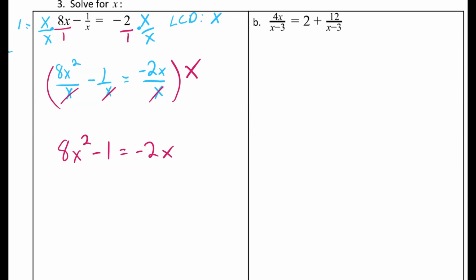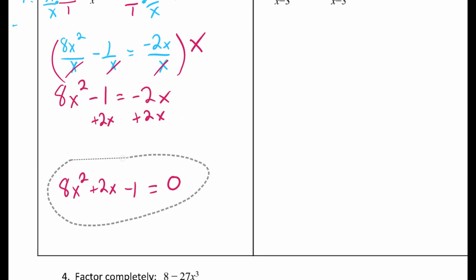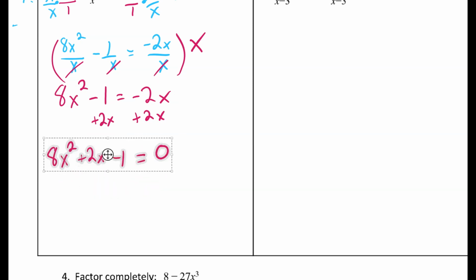Now I'm noticing that this is a quadratic equation because I see an x squared there. So I'm going to try to get it equal to 0 by adding 2x on both sides, so that I have 8x squared plus 2x minus 1 equals 0, and I'm going to solve this by factoring. If you really want to, you could use the quadratic formula, but factoring is always, if you can, going to be a faster method. So I'm going to factor here using the AC method again.